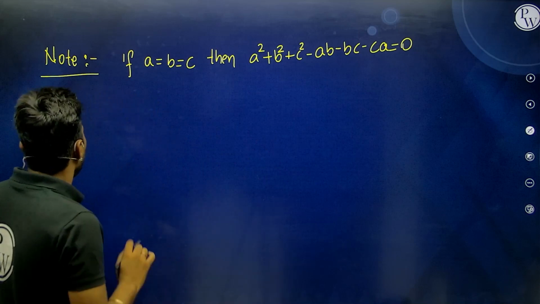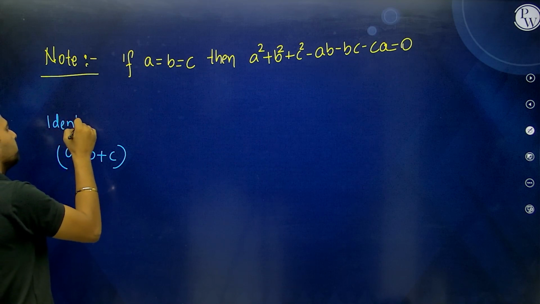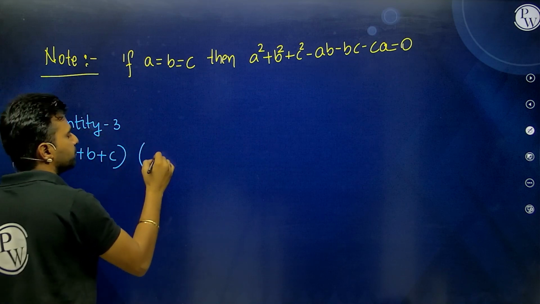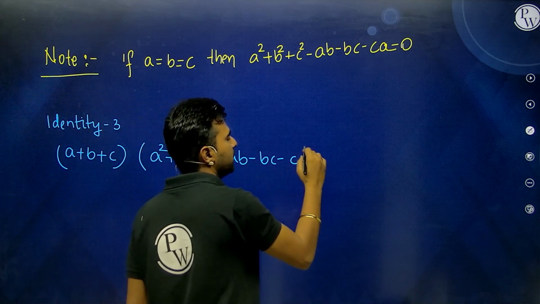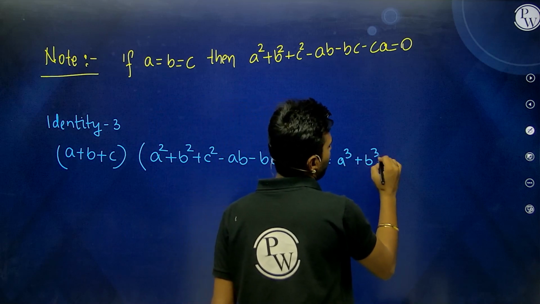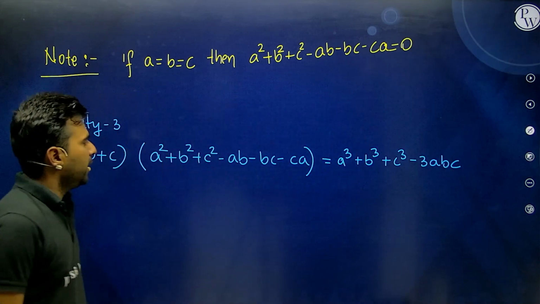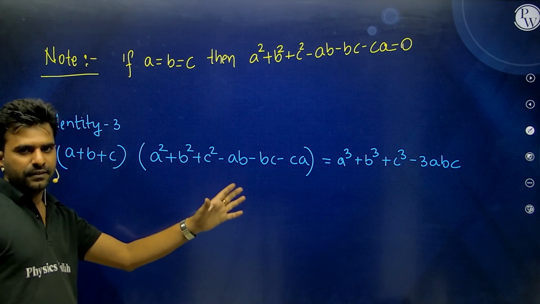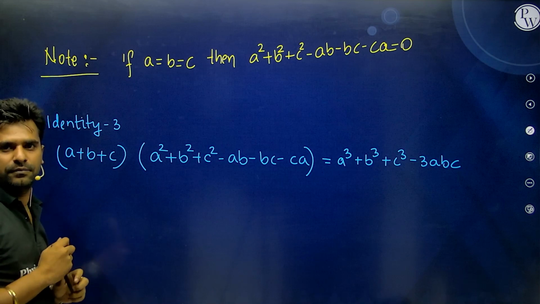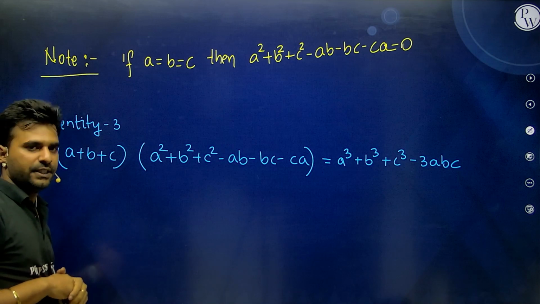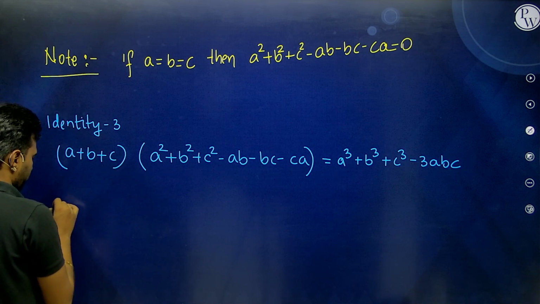Okay, number 1. If you can recall that we have learned this identity, identity 3. A square plus b square plus c square minus ab minus bc minus ca is equal to a cube plus b cube plus c cube minus 3abc. Remember? Now see, if this thing is equal to 0, then the entire product is going to be 0, because 0 into anything will be equal to 0 only. Yes or no? Yes, sir.